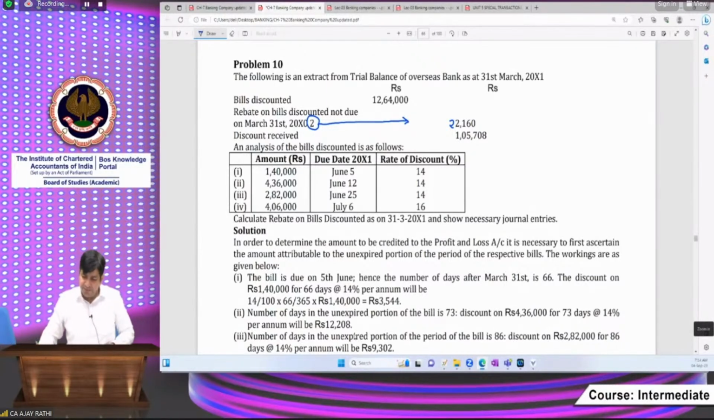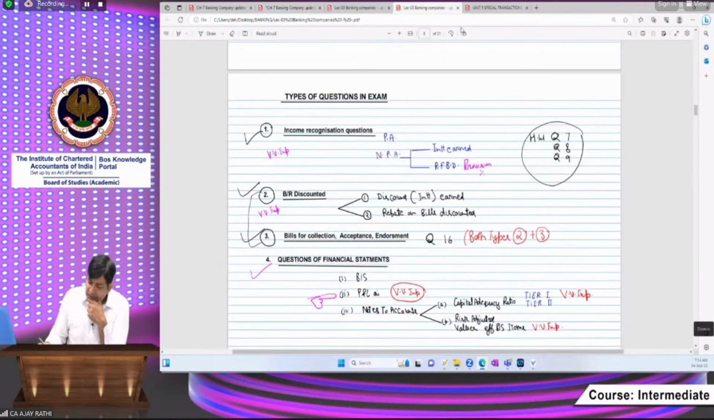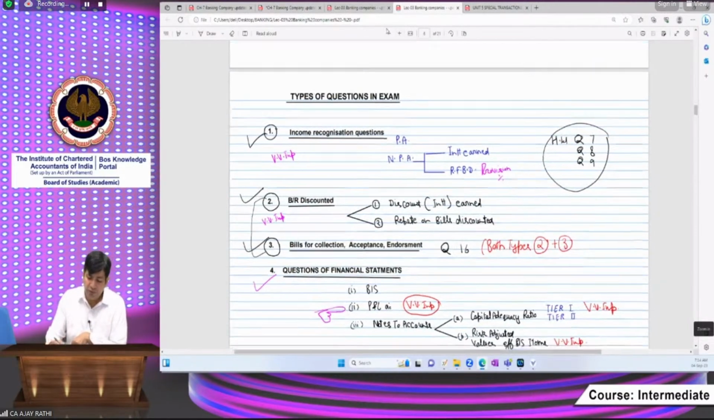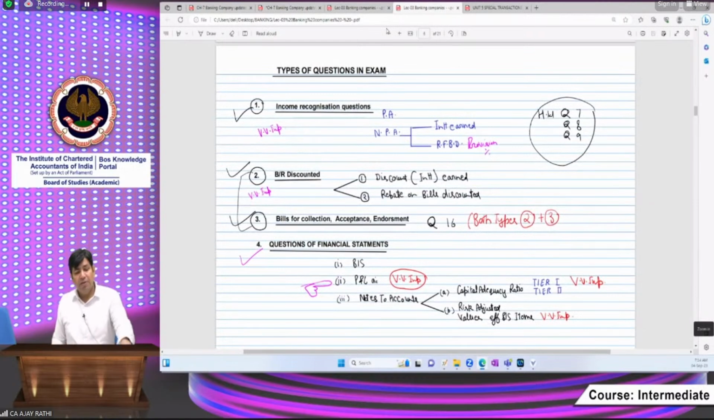I'm starting. Before starting today's session, let's revise the concept discussed up to the last session. Beta, in the earlier session, I discussed with you all that there are 4 types of questions, along with the theory. Number 1, income recognition and provisions.